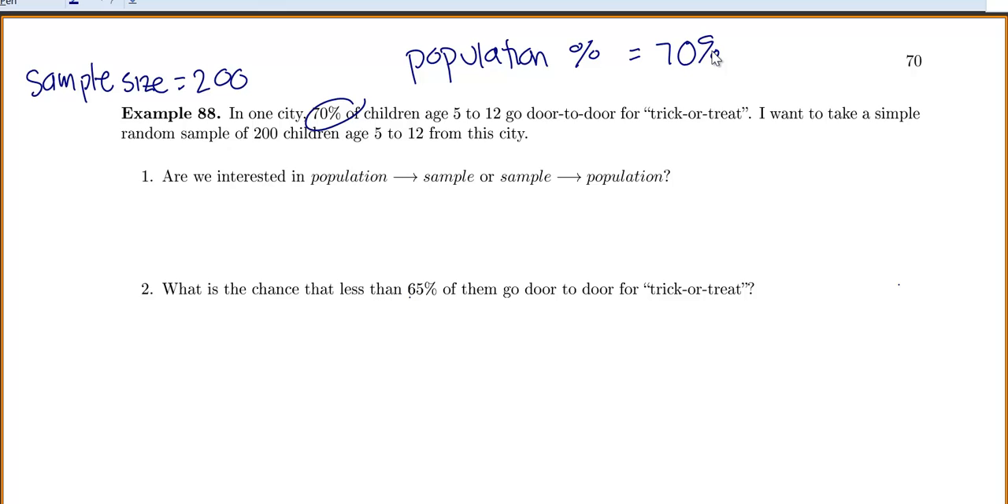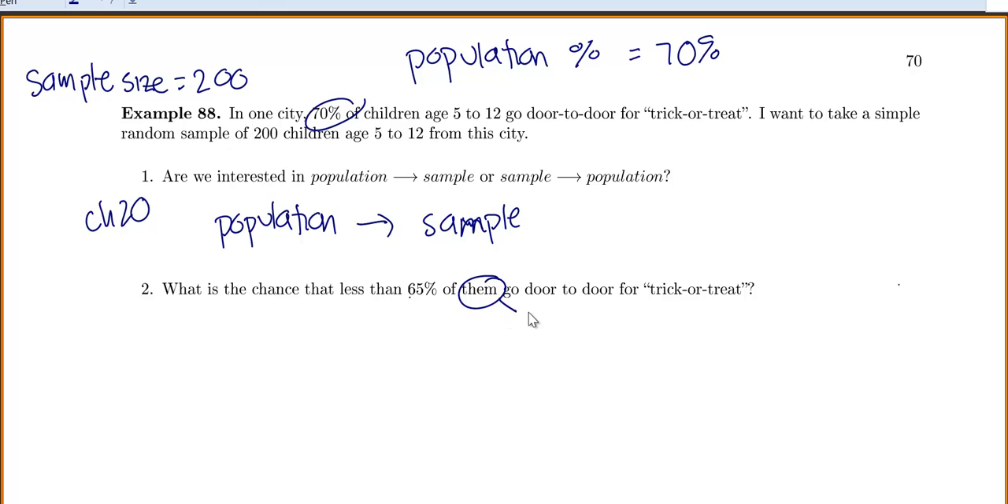So because I know my population percentage, we're going to be going from the population to the sample. Now this goes back to chapter 20. I know we did chapter 20 problems on Monday, but it's always good to have the review and to see the difference between the two chapters. Number 2 says, what is the chance that less than 65% of them go door to door for trick or treat? And when we say them, we mean children in the sample.